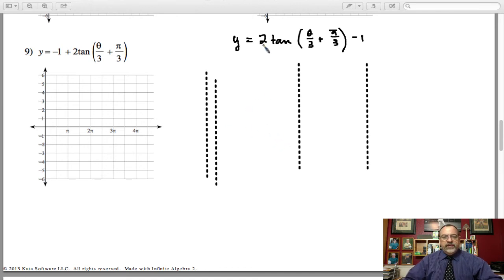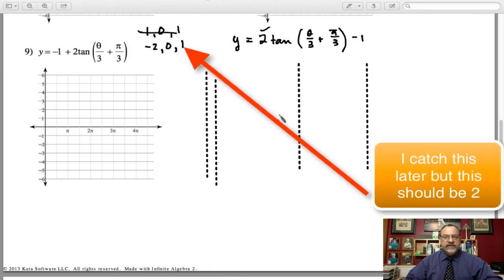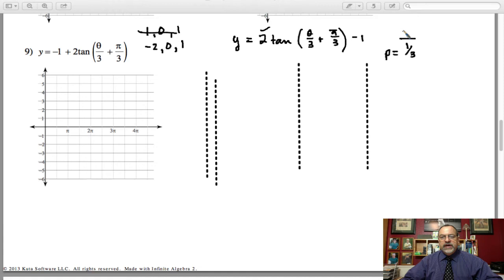All right, so I have a vertical stretch of 2. So that means my values of -1, 0, and 1 are going to be multiplied by 2. So that means I'm going to be at -2, 0, and 1. Okay, that takes care of this. Now I have a b value of 1/3, which means I have a horizontal stretch of 3. So to determine the period, I do pi divided by 1/3, which means I multiply by the reciprocal. So my period again is 3 pi.